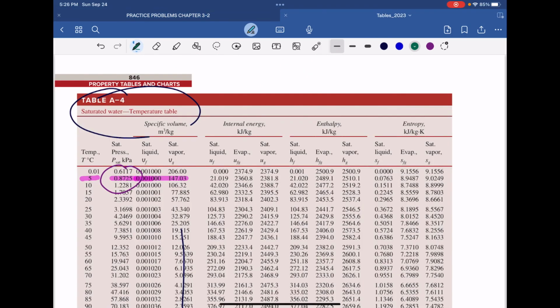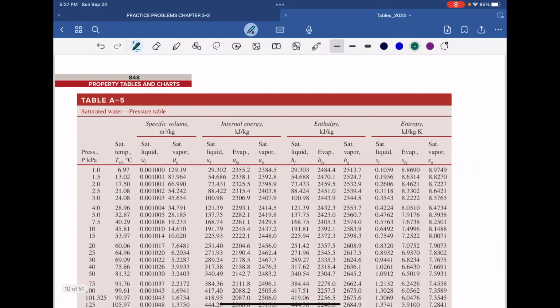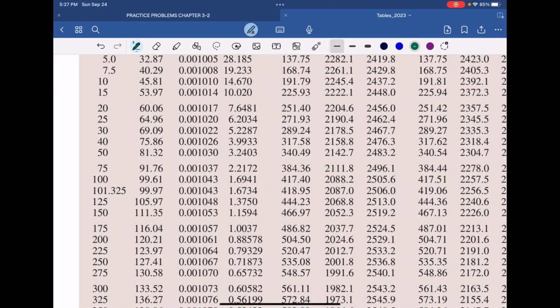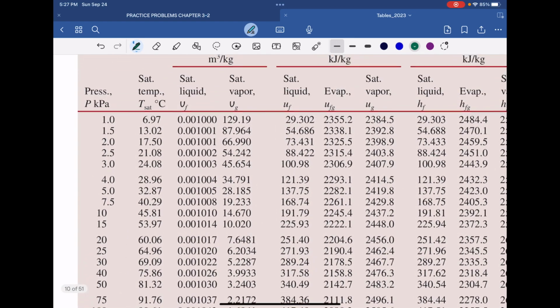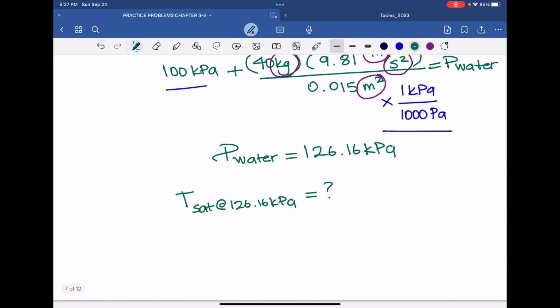So we need water tables, and we need the pressure given to us. It was 126. Let's find it. Okay, we cannot directly see 126.16. We need to do linear interpolation to find the corresponding saturation temperature. All right, so I'm gonna plug these numbers here to show you that you need to do linear interpolation.